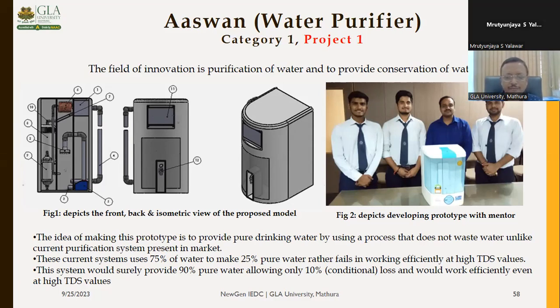So what do you think? This water is always going down the drain. We never utilize or recycle that water. So can we develop a technology through which we can save 80 to 90% of the water, purify it, and the remaining 10 to 15% goes to the drain?